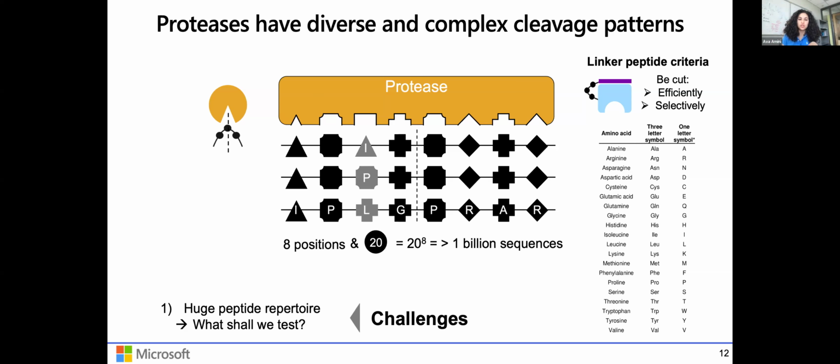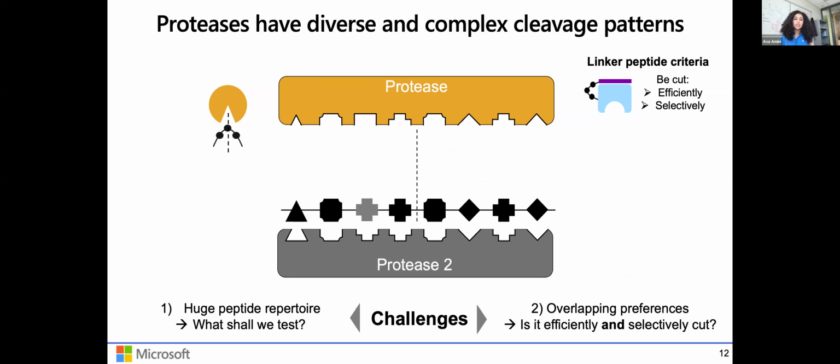A second challenge comes when we consider the fact that usually it's not just one protease that's dysregulated, but multiple proteases. And perhaps we want to design for recognition by multiple of these proteases, or rather optimize for specificity to one protease. And so this presents a second engineering challenge from a design point of view of how do we ensure both efficiency of cleavage and selectivity.